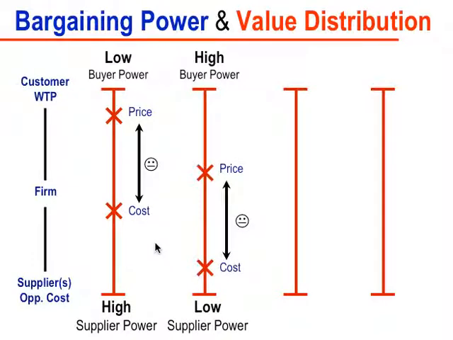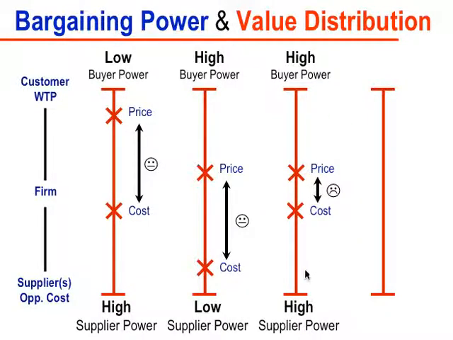You could have high buyer power, low supplier power. Here, the buyers are able to have high bargaining power and therefore are able to pay a price well below their true willingness to pay. Whereas here with low supplier power, suppliers are receiving from the firm, which is the firm's cost, right? Something not much higher than their opportunity cost, right? So they're capturing very little value. Okay?